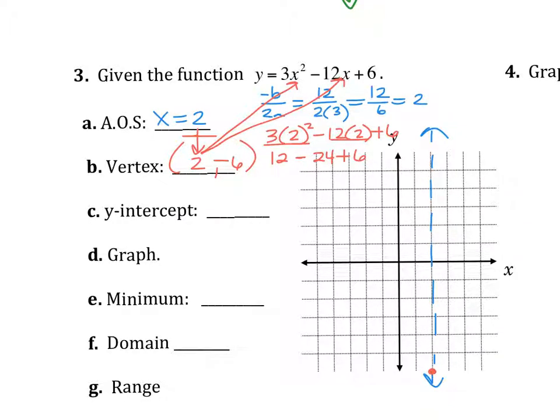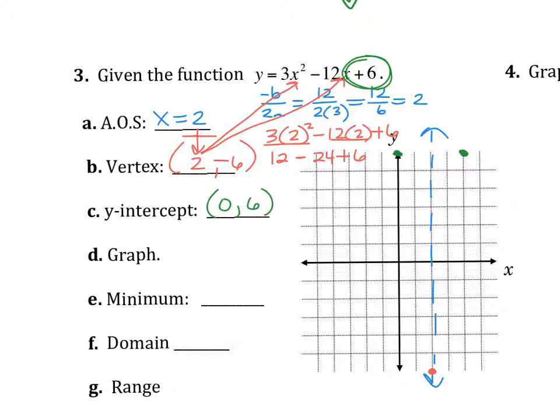What is your y-intercept? 0, 6. It's that C term, right? So 0, 6. 1, 2, 3, 4, 5, 6. Look at that graph. So go ahead and reflect that one. That would put you over here.